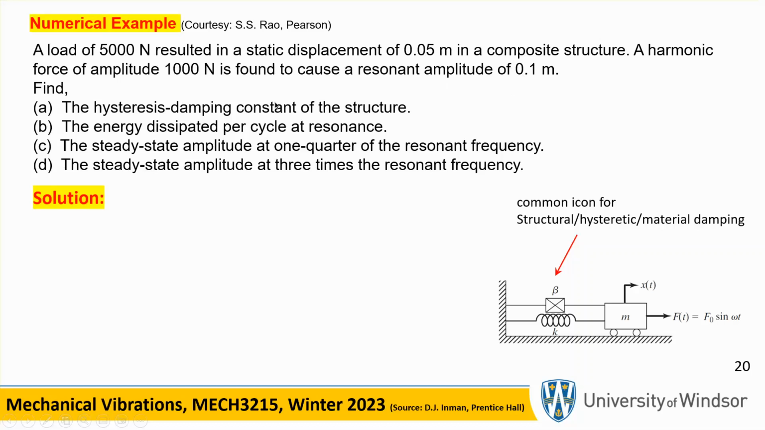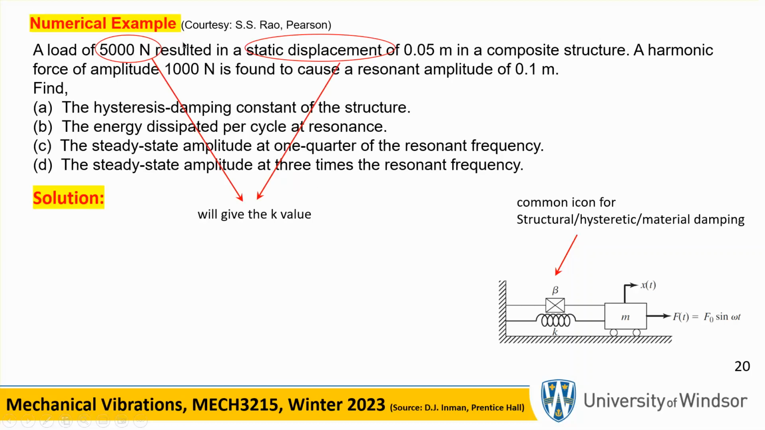First of all, find the hysteresis damping constant of the structure, which means find the beta. Find the energy dissipated per cycle at resonance. This is very important. Then find the steady state amplitude at 1/4 of the resonant frequency. So repeat this, except don't go all the way to resonance. Go to R equal to 0.25, and the steady state amplitude at 3 times resonance, R equal to 3. Okay, so let's move on.